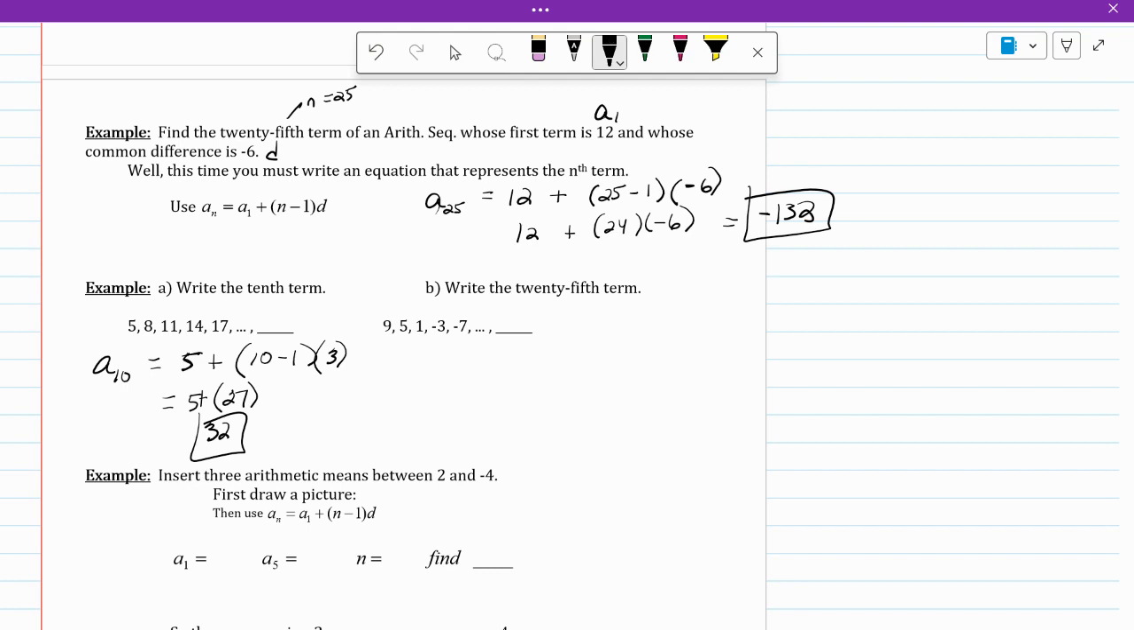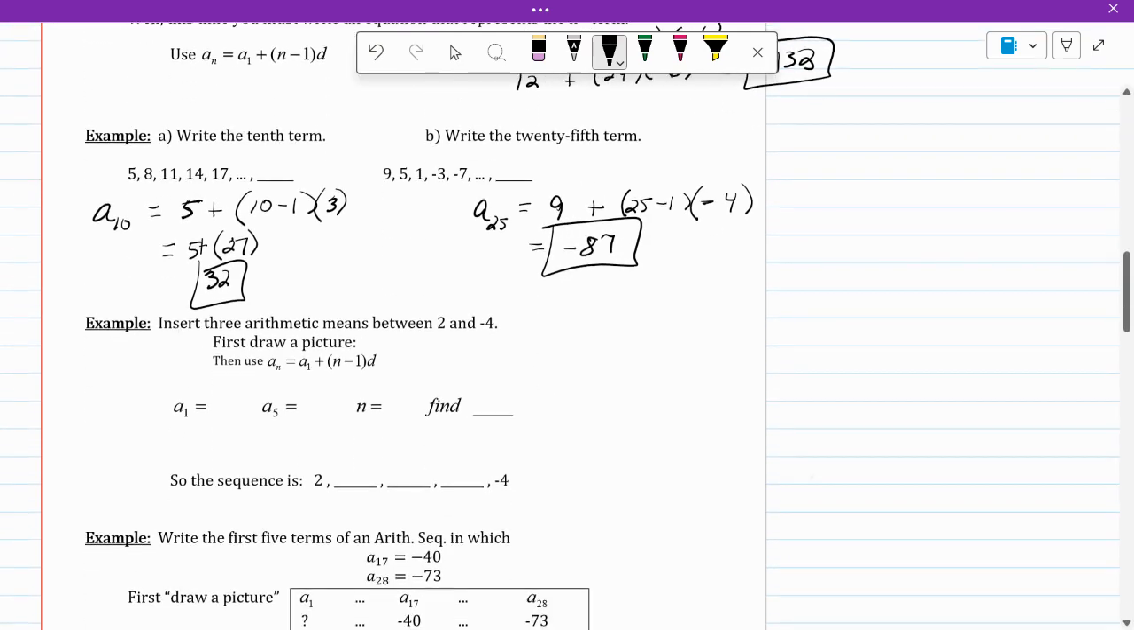Let's do it one more time. We're going to find the 25th term. The 25th term would be a sub 25. So it'd be the first term, which is 9. First term is 9, plus 25 minus 1 times the difference. So let's look at the pattern. The difference goes down 4 each time. So my difference is negative 4. So make sure you put a negative if it's going down. So the 25th term is negative 87. Okay, so that's not too bad.